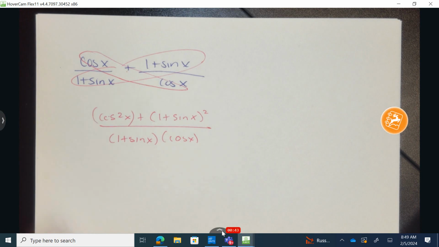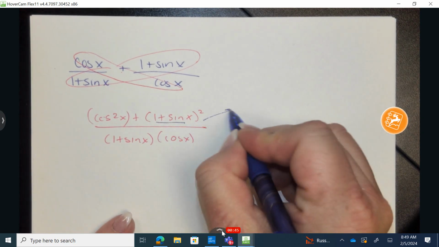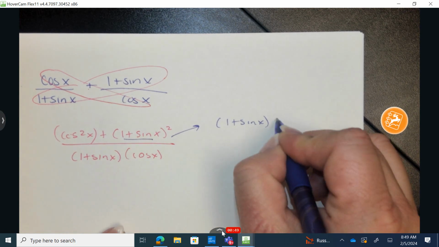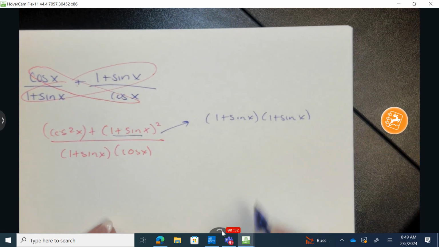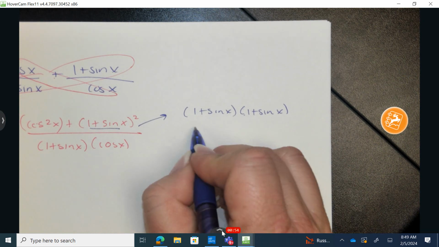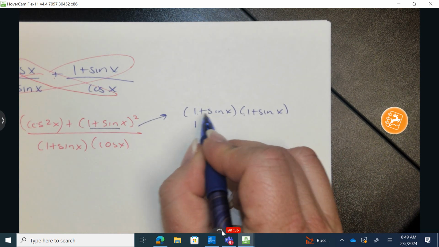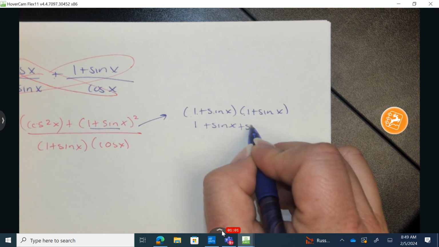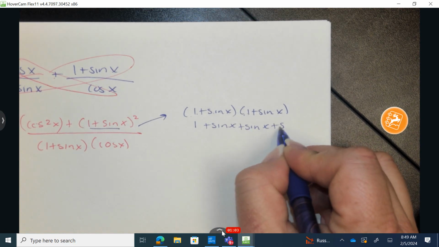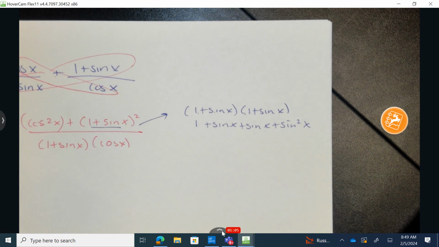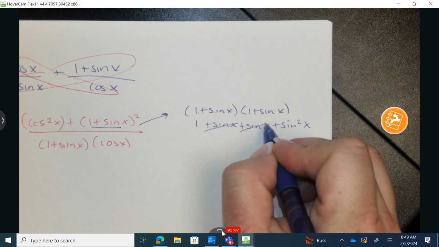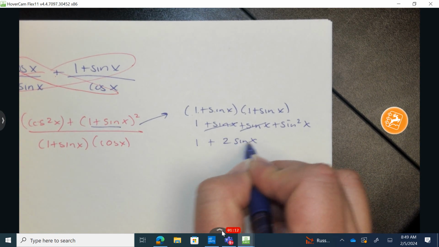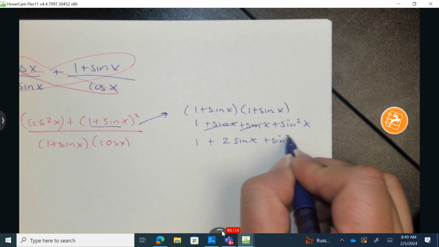Now off to the side, I'm going to expand this. So I have 1 plus the sine of x times 1 plus the sine of x. Okay, foiling: front, 1 times 1; outside, 1 times the sine; inside, 1 times the sine; and last, sine squared. Now, the sines give you 1 plus 2 sine of x, I can combine them, plus sine squared x.